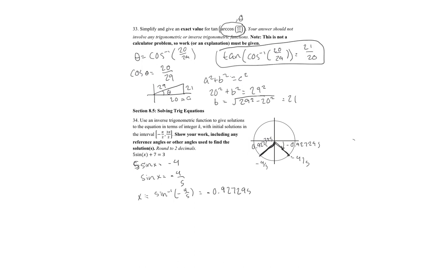And so in order to find that actual angle, though, being referenced from our starting point, what we're going to do is pi minus sine inverse of negative 4 over 5, which is pi plus 0.927295, which then gives us 4.068887. And so if we're doing that in terms of integer k, we know it'll repeat every 2 pi k, right? So then we take both of our solutions and we say this is negative 0.93 plus 2 pi k, and we're also going to have 4.07 plus 2 pi k. Okay.